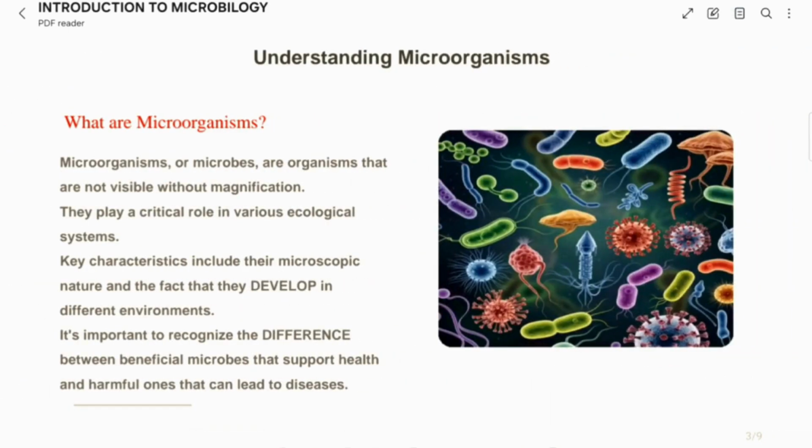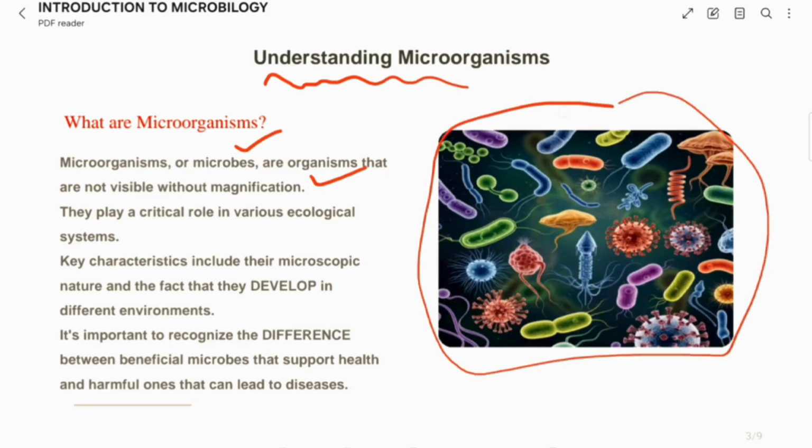Now we are going to understand clearly what these microorganisms are. Microorganisms are also called microbes. They are the organisms that are not visible without magnification. That is, we can see them only through the microscope. They play a critical role in various ecological systems. The key characteristics are that they are microscopic in nature, meaning we can see them only through the microscope.